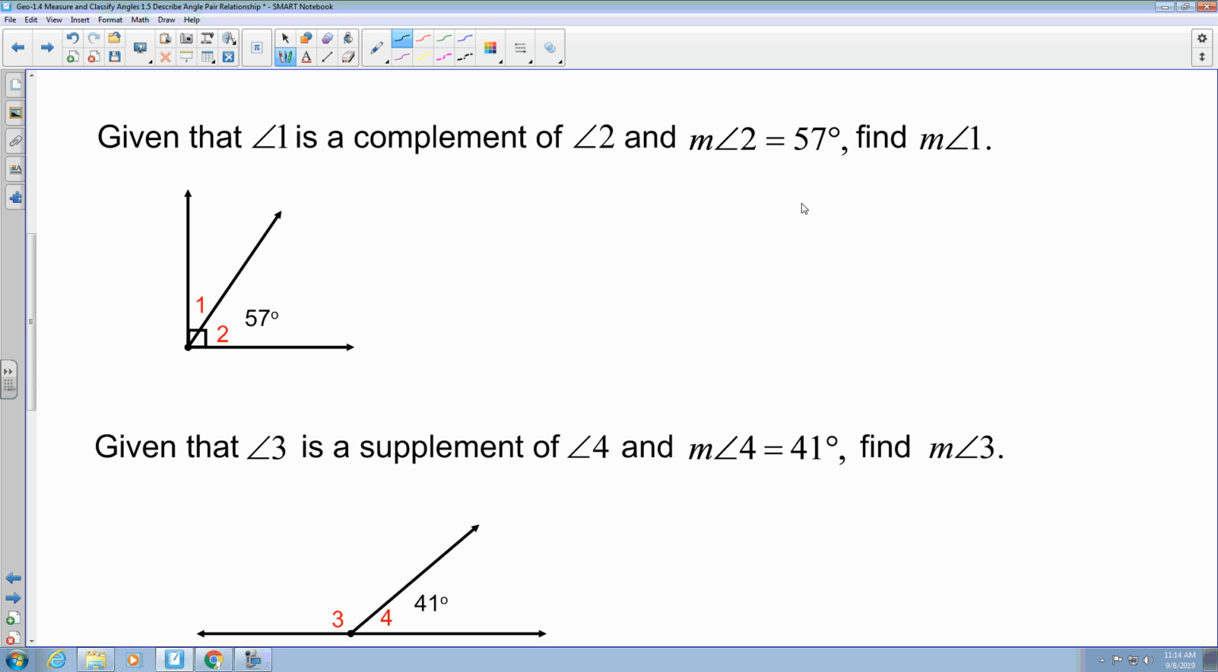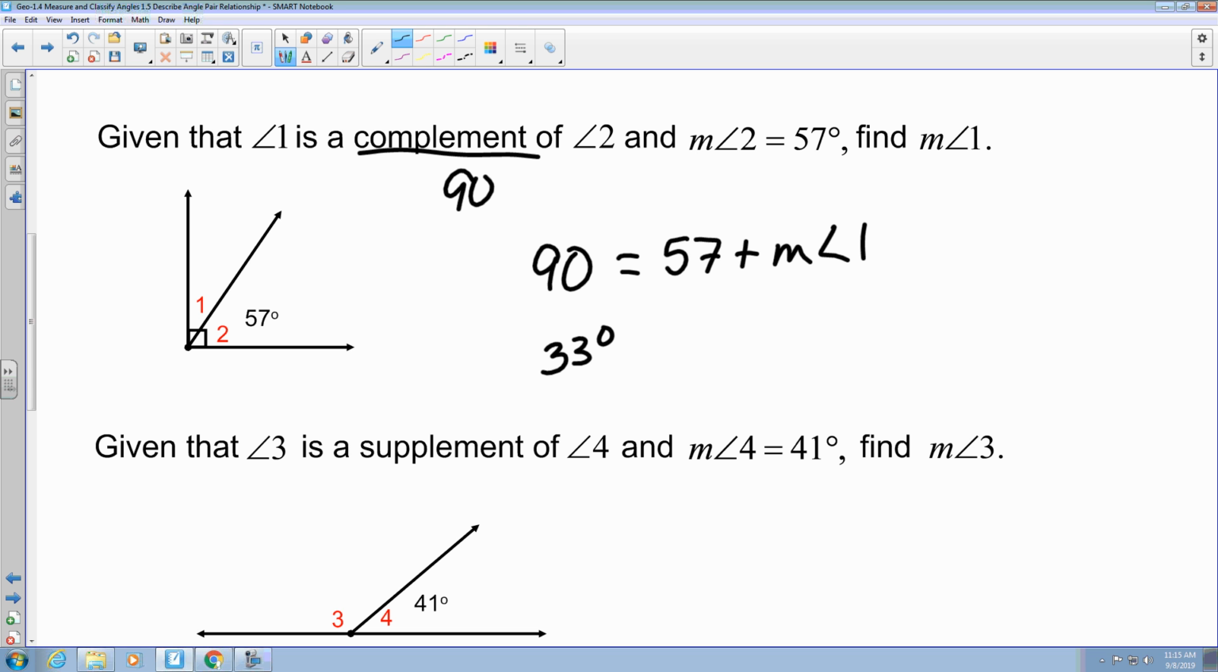All right, so it says here, given that angle 1 is a complement of angle 2 and the measurement of 2 is 57 degrees, they ask us to find the measurement of 1. Complementary means 90. So we can say that 90 is going to equal 57 plus whatever the measurement of angle 1 is. We take 90 subtracted by 57, which gets 33. So 33 degrees is going to equal the measurement of angle 1.